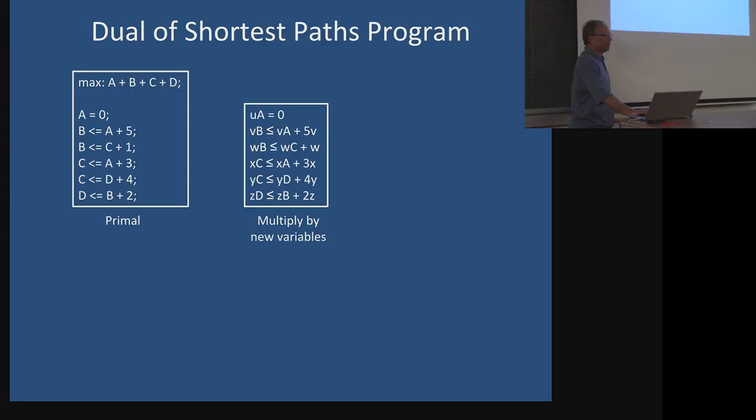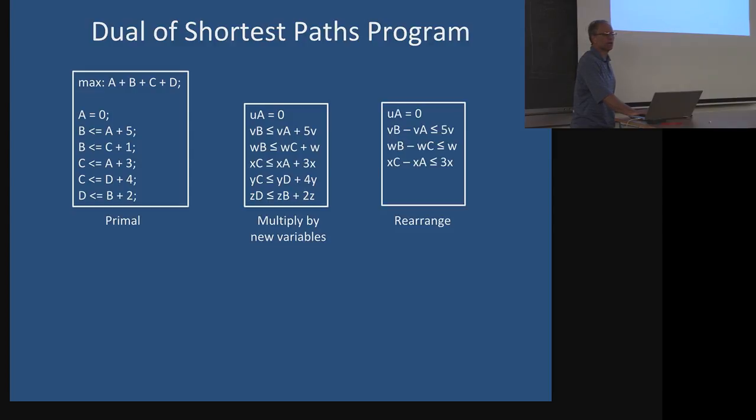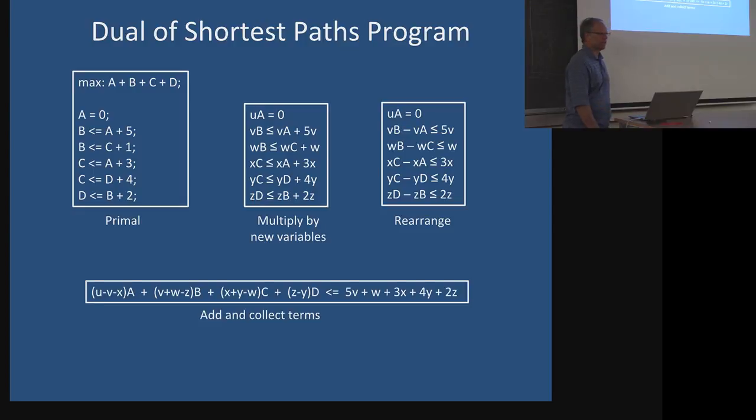You start by multiplying each constraint by a variable, and then adding them up and rearranging. Well, here I'm just rearranging. Add and collect terms, and we get that. You get this is less than or equal to that. Okay? And then where does our program come from?